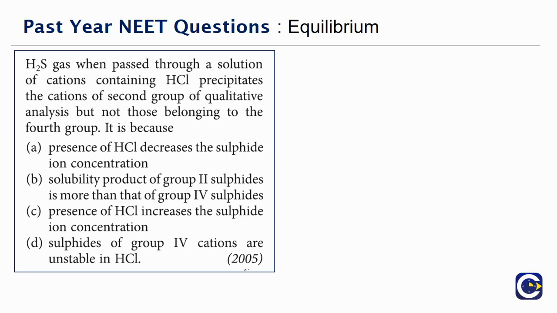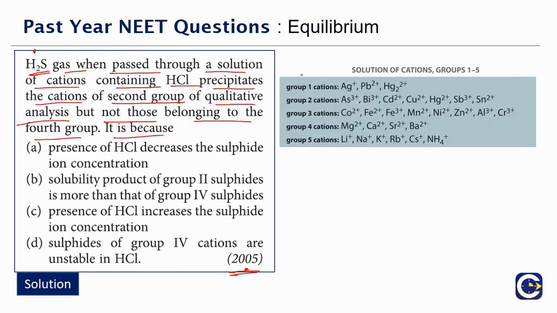Let's look at a question that has come in 2005 again. So this is a question related to the qualitative analysis of the cations. H2S gas, when passed through a solution of cations containing HCl, precipitates the cations of the second group of qualitative analysis, but not those belonging to the fourth group. It is because of. So first we need to understand what is first group, second group, third group, fourth group. So we have totally 5 groups of cations.